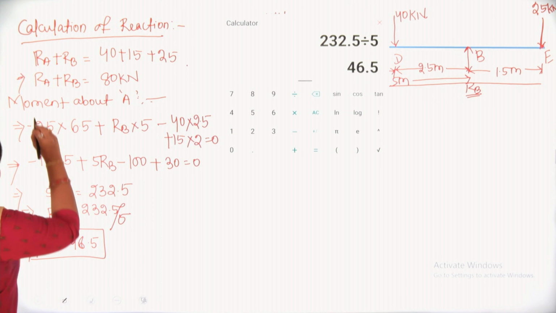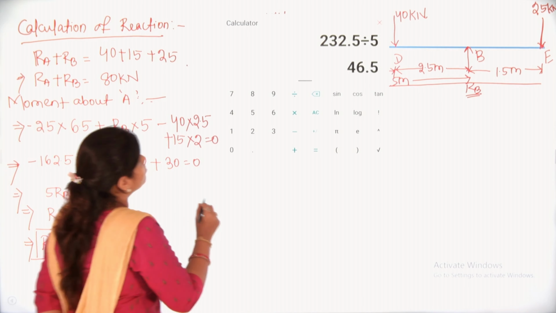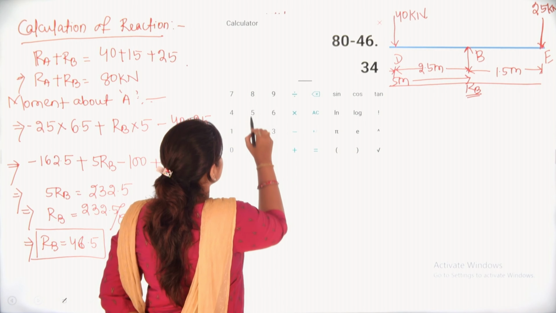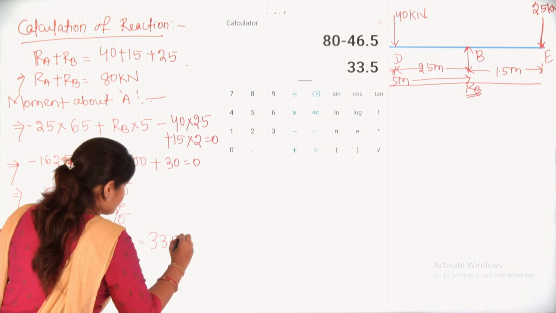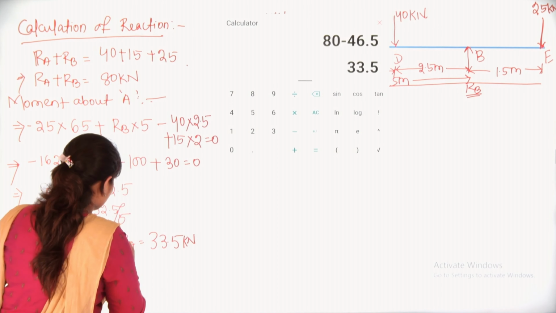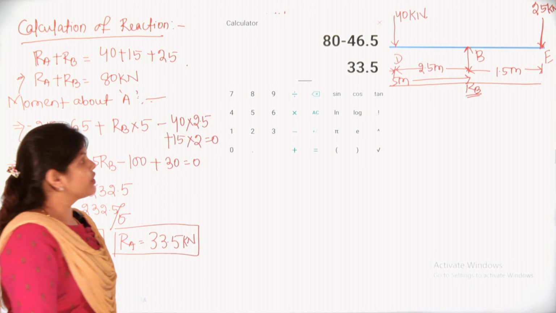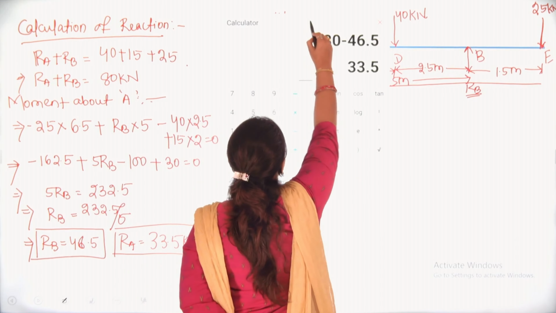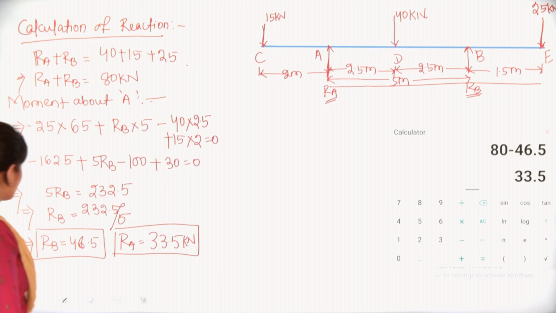We know that RA plus RB is 80 kilonewton. So RA will be 80 minus 46.5, that is your 33.5 kilonewton. Okay. Now we have the reaction forces, that is RA and RB. Put them here. So we have the RA and RB values.